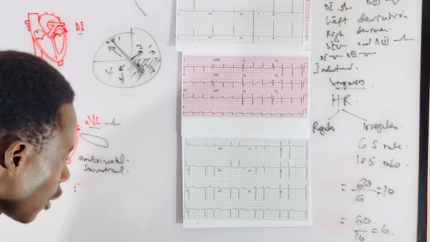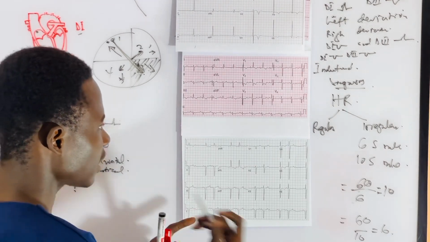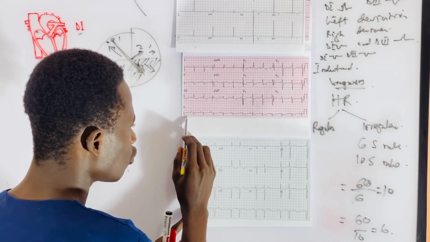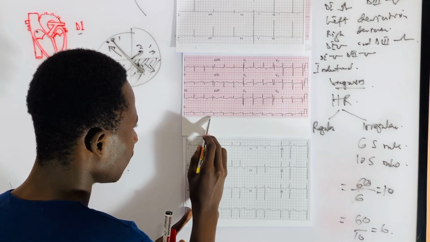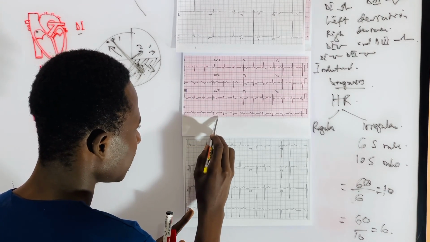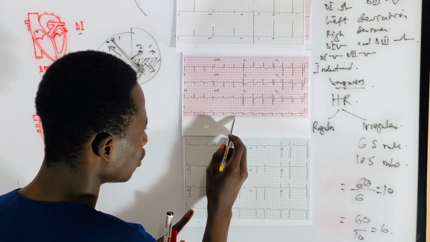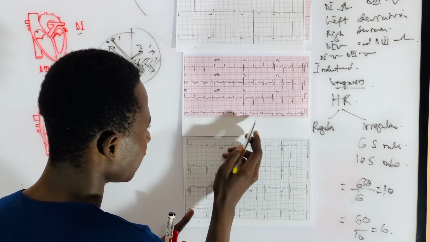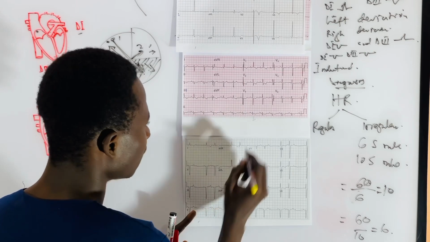Then, when you come here, we have to count. You have to count 30 big boxes. Let's start from here. 1, 2, 3, 4, 5, 6, 7, 8, 9, 10, 11, 12, 13, 14, 15, 16, 17, 18, 19, 20, 21, 22, 23, 24, 25, 26, 27, 28, 29, 30. So we have our 30 to be here.